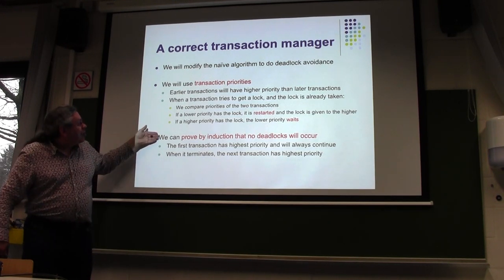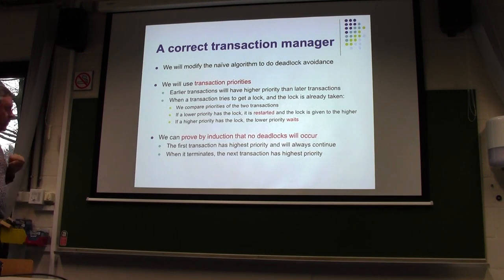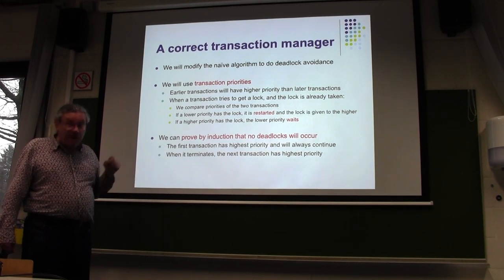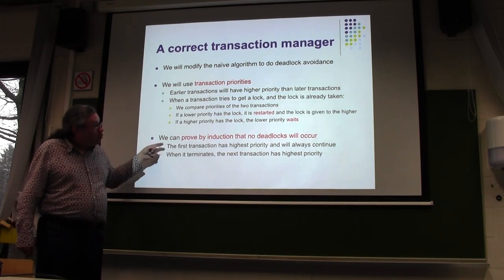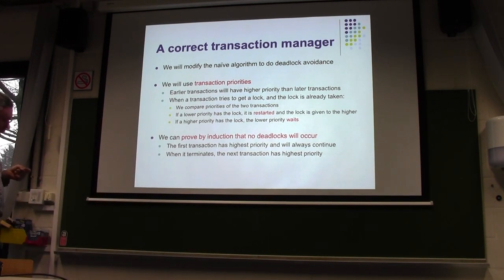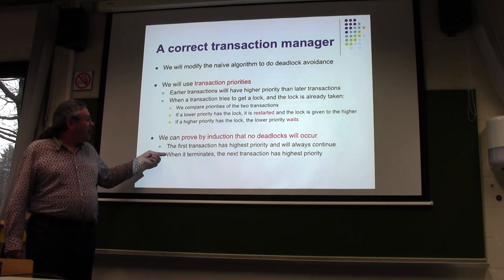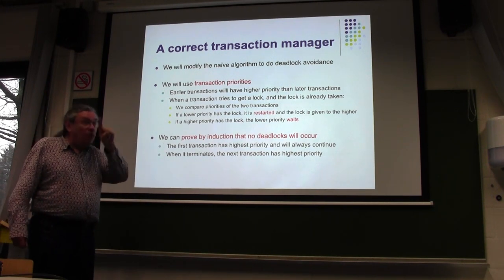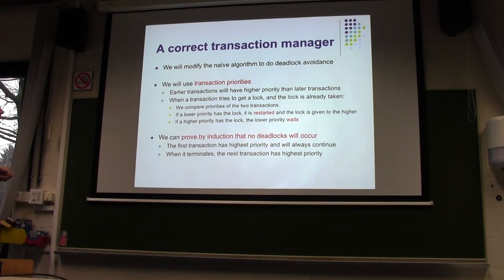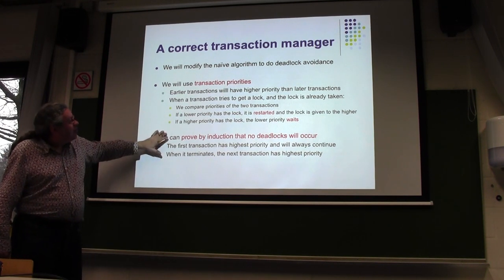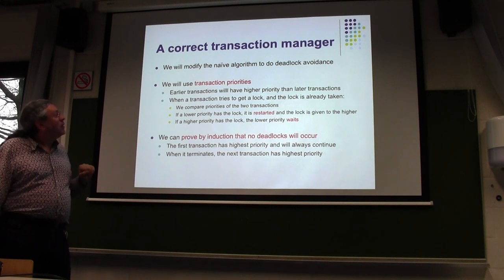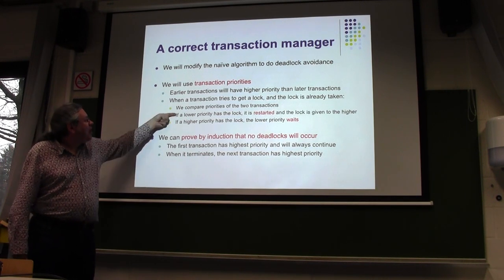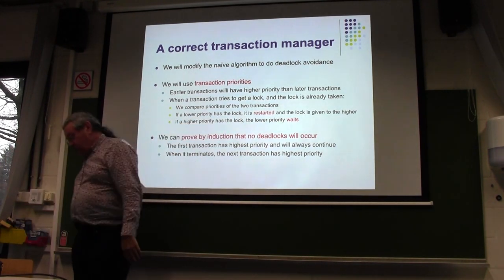So with this algorithm, you can prove that no deadlocks will occur. Because the very highest priority, the very first transaction, will never be blocked, okay? It will always continue and it will eventually terminate. And when it terminates, the next one has highest priority and the same holds. So the system will always progress and no cycles will ever cause it to stop. Okay, so you see, adding priorities will fix this. And this is deadlock avoidance because you don't create the cycles. If there's a chance that you have a cycle, you restart the other one.